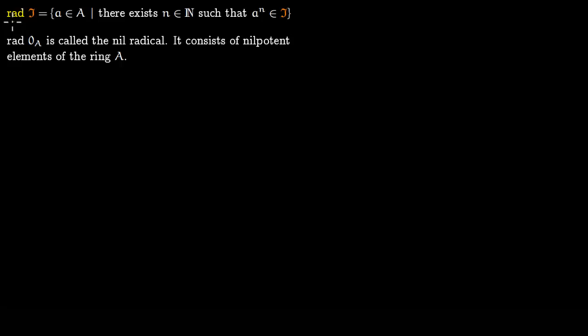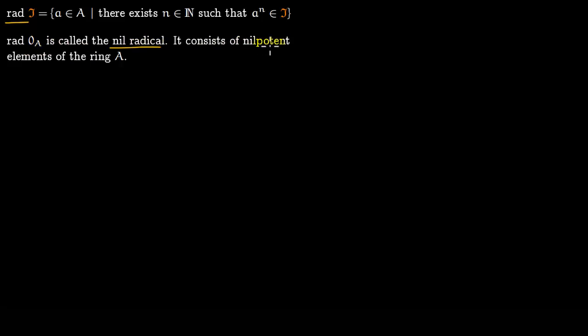So recall what radical of I is. Radical of I is all the elements a in the ring A such that there exists some natural number n such that a to the n lies in this ideal I. So you just pick up all elements in the ring so that some power of them will lie in the ideal I. So our example is radical of 0, which is called the nil radical.